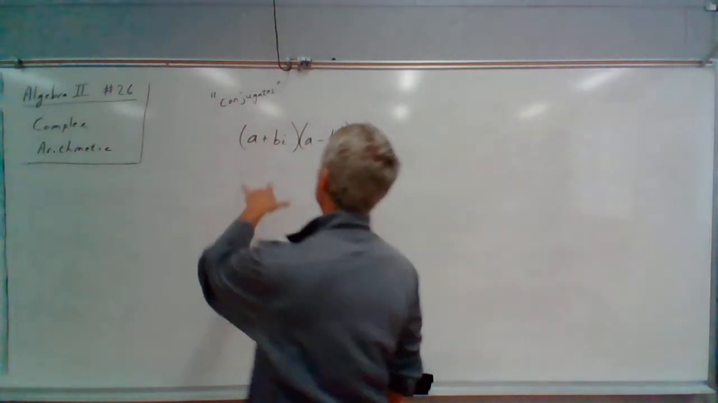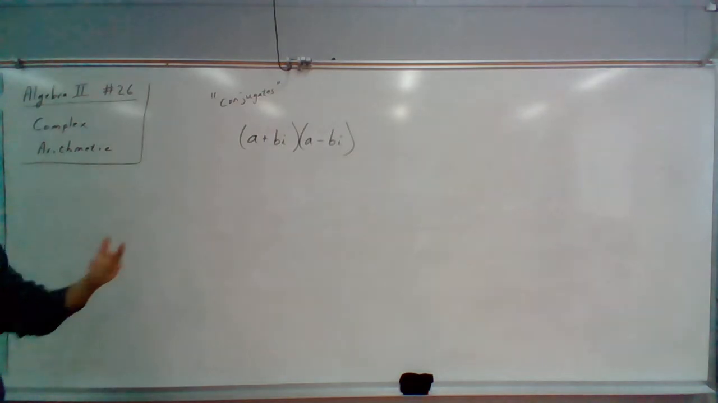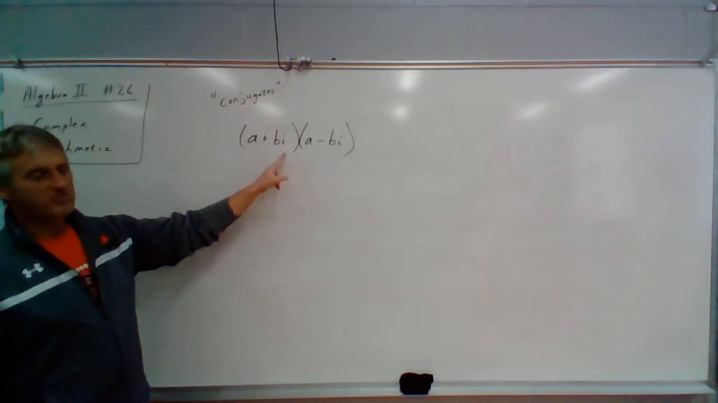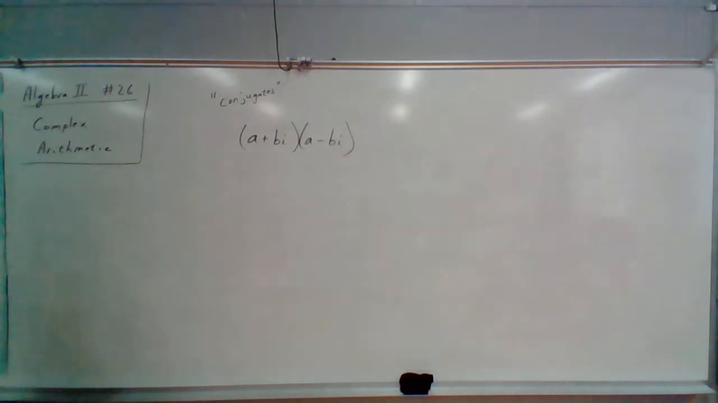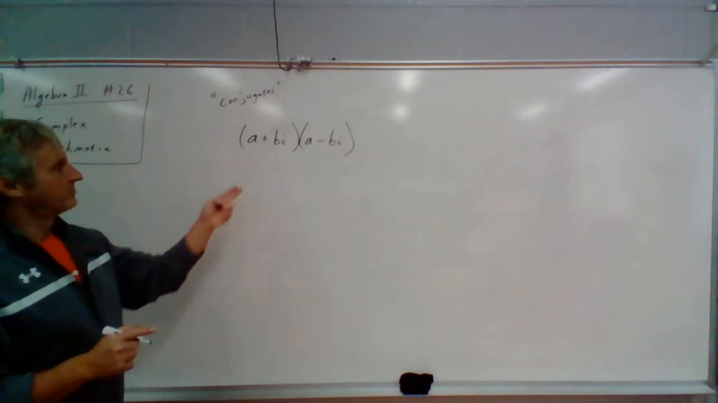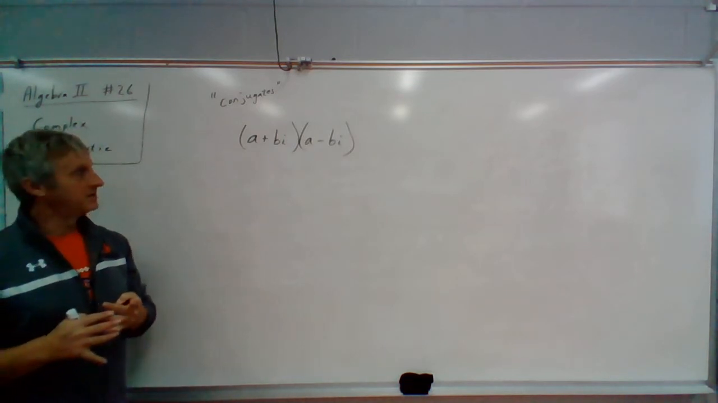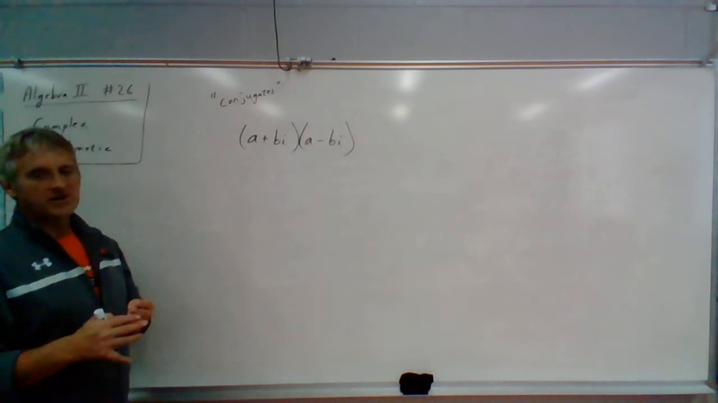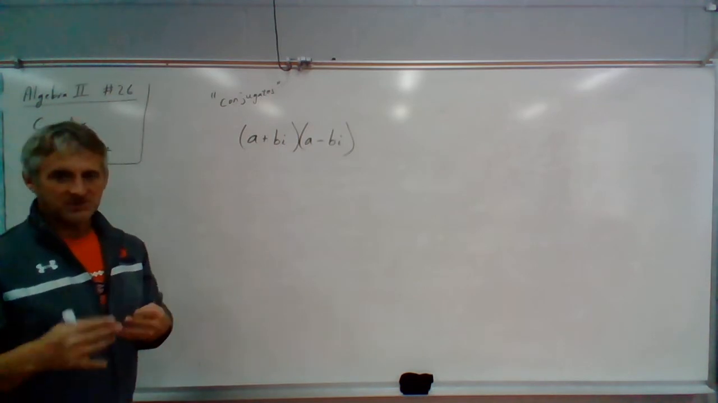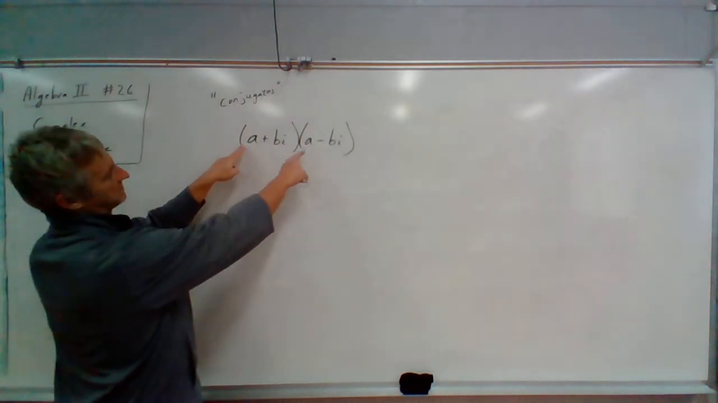All right, so these two expressions are called conjugates. You guys know that already. A plus bi and a minus bi, those are complex conjugates. Let's see what happens when we multiply two complex conjugates together. As you all already know, the middle term will cancel away. But then with complex numbers, something else special happens. All right, so let's multiply these.